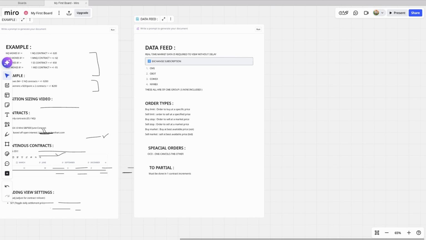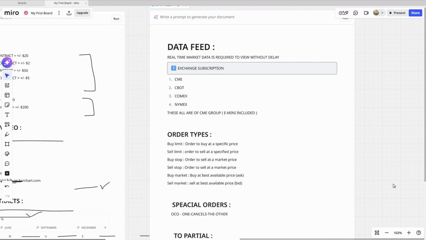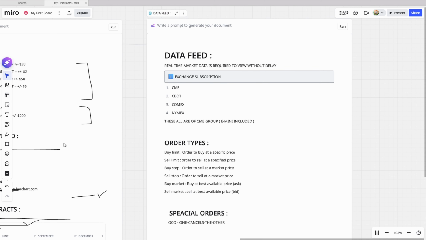All right, let's hop back into the PDF. The next thing we need to talk about is data feed. When you trade futures, there are exchange fees required to view real-time market data. If you do not have the proper data subscription activated through your broker or platform, your chart will be delayed, usually by about 10 to 15 minutes.